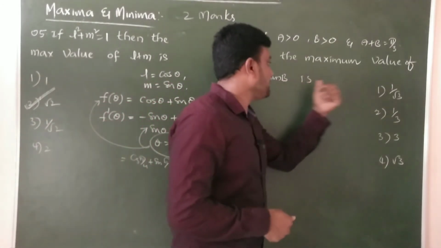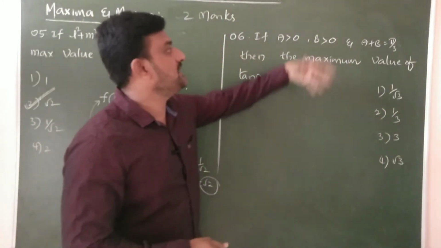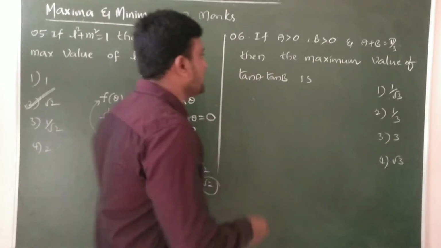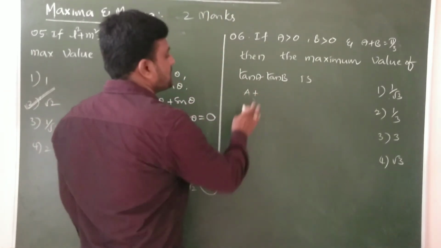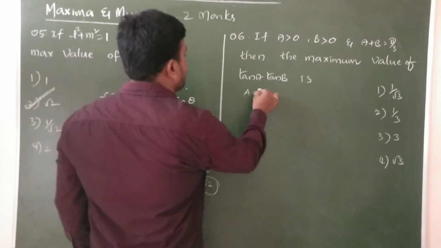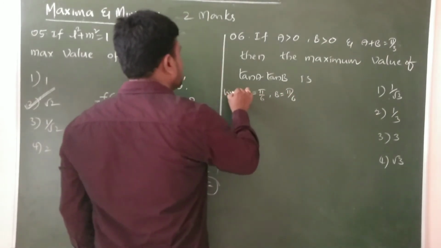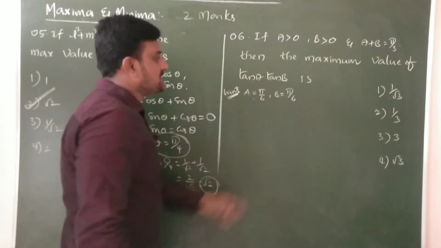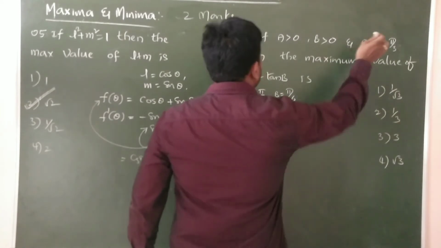Suppose tan a tan b equals one of these: 1 by root 3, 1 by 3, 3 root 3. Which one is satisfied by this condition? Simply, a plus b equals pi by 3. Suppose a equals pi by 6, then b equals pi by 6. I take the hint that a equals pi by 6 and b equals pi by 6. Definitely these satisfy the given equation.